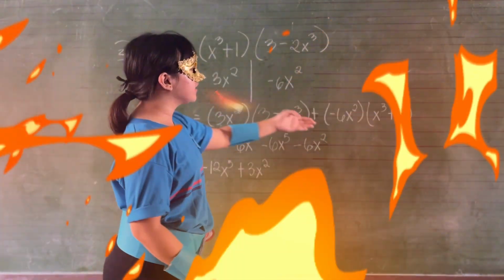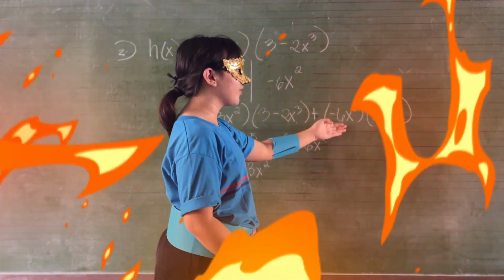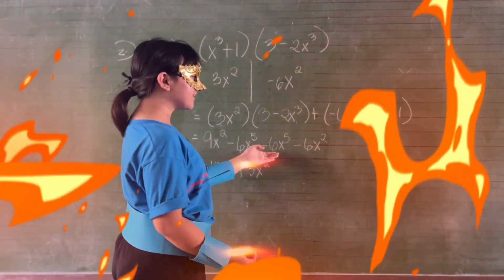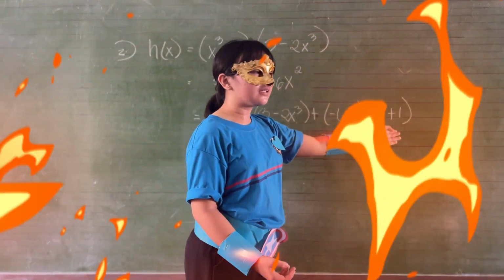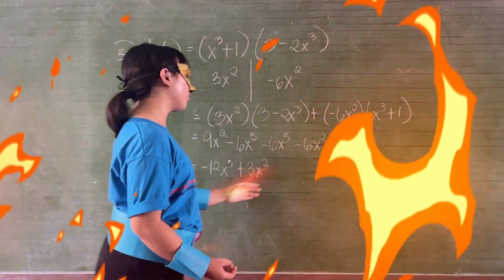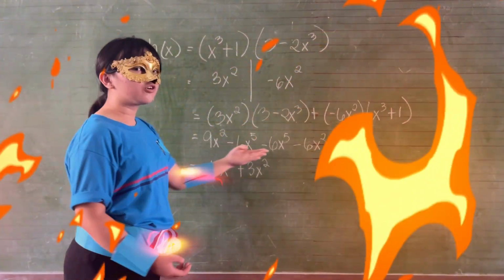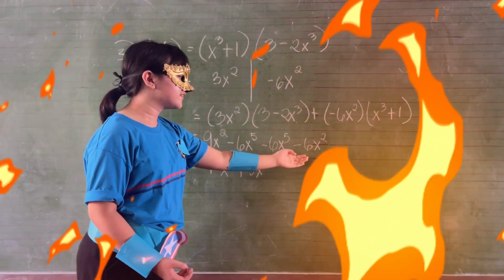So if we multiply them both, then we're going to have negative 6x squared times x cubed is negative 6x raised to the power 5, and negative 6x squared multiplied to 1 is negative 6x squared. So since we have this already, we're going to combine like terms. So the like terms are 9x squared and negative 6x squared.